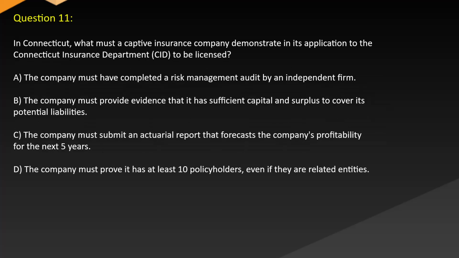Question 11. In Connecticut, what must a captive insurance company demonstrate in its application to the Connecticut Insurance Department, CID, to be licensed? A. The company must have completed a risk management audit by an independent firm. B. The company must provide evidence that it has sufficient capital and surplus to cover its potential liabilities. C. The company must submit an actuarial report that forecasts the company's profitability for the next 5 years. D. The company must prove it has at least 10 policyholders, even if they are related entities.